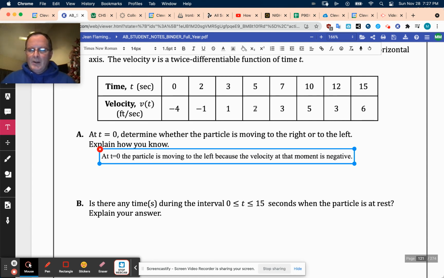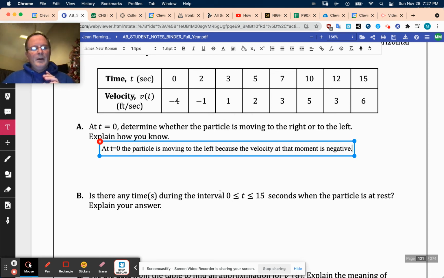to be 0. Now, could it have been 0 some other time? Could it have gone 3 to 0 to 5? Who knows? But we aren't guaranteed that on that interval. We're guaranteed it between 2 and 3, because there's a 0 in between -1 and 1. That's called the intermediate value theorem.